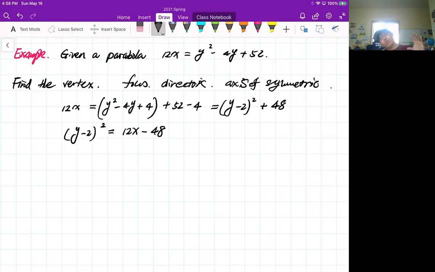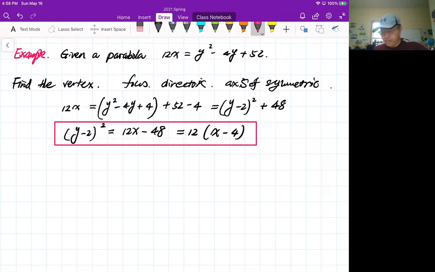I subtract 48 because one side has to be just a complete square and nothing else. So if I get an extra number 48, I should move it to the other side. And the other side should be some number times (x - 4). So this is my equation. And after I get my equation, then we are ready to find the vertex.